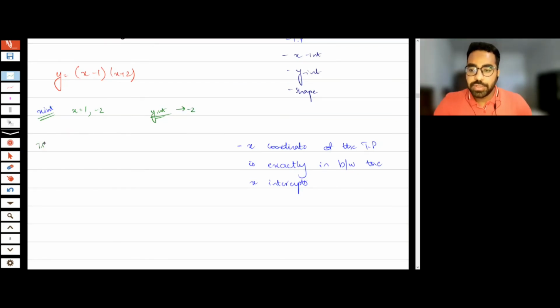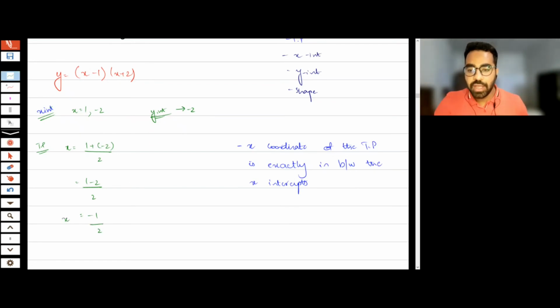Now I have to find the coordinates of the turning point. Remember that the x coordinate of the turning point is exactly in between the two x-intercepts. So to find the x coordinate, I'm going to add both of them, 1 plus -2, and divide this by 2 to find the center, in between the two x-intercepts. So I get 1 minus 2 divided by 2, which becomes -half. That is the x coordinate of the turning point.